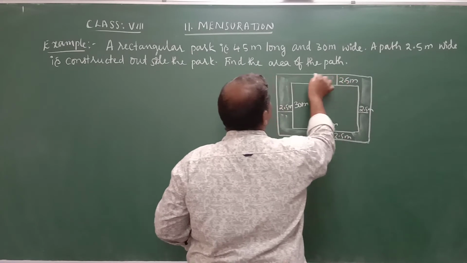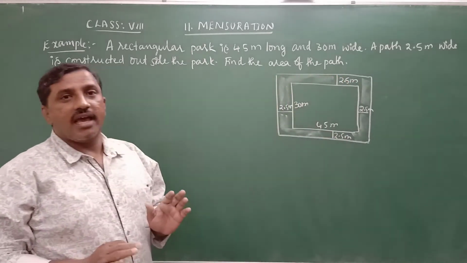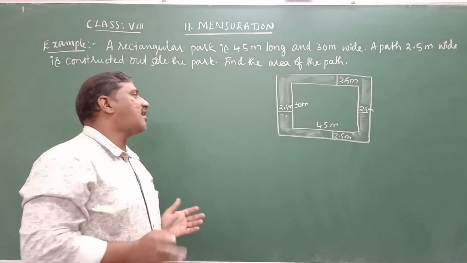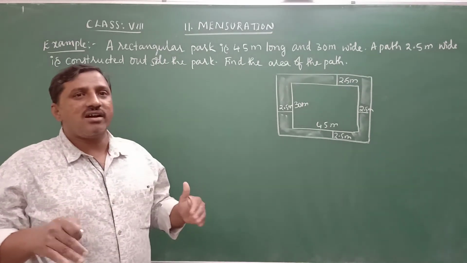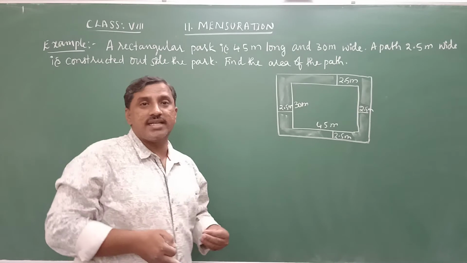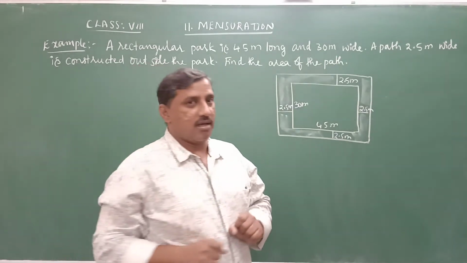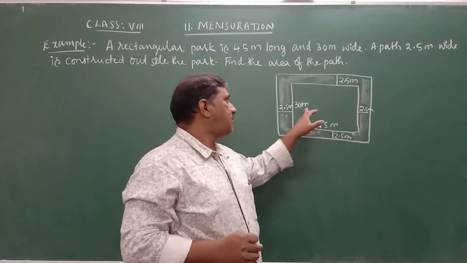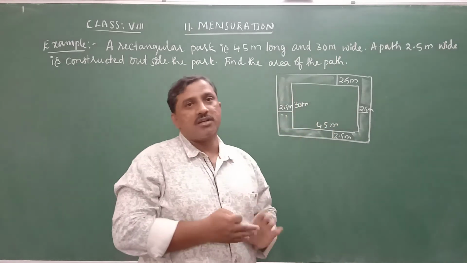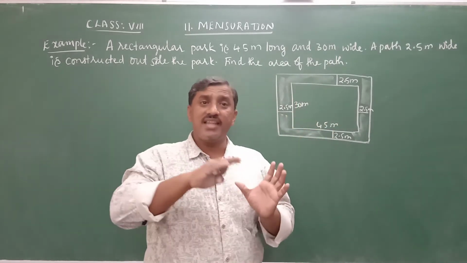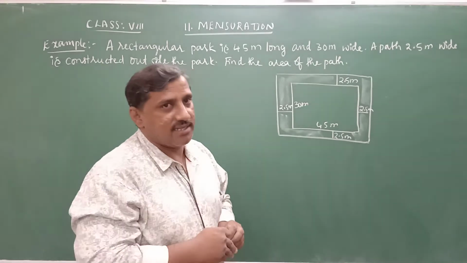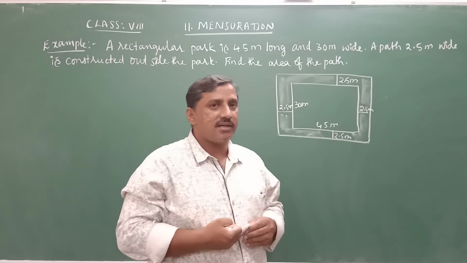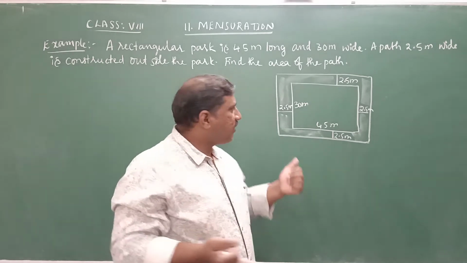So how to find this area, that is the shaded region? Area of the outer rectangle minus area of the inner rectangle. To find the area of a rectangle, what should be known to us? Length and breadth. For the inner rectangle, length is given 45 meters and width is given 30 meters, so we can find the area of the inner rectangle. What about the outer rectangle? Do we know the length and breadth? No, we just know the width of the path.